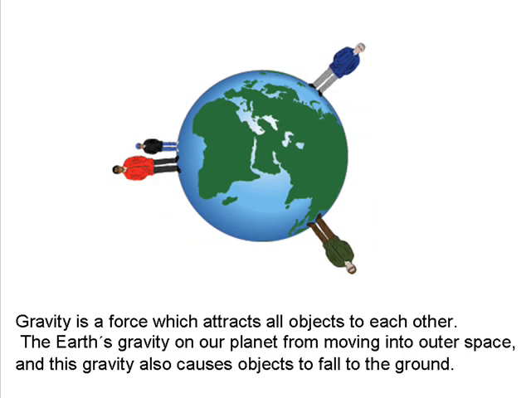Gravity is a force which attracts all objects to each other. The Earth's gravity stops our planet's atmosphere from moving into outer space, and this gravity also causes objects to fall to the ground.